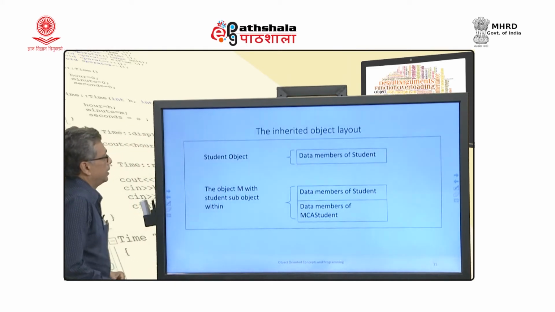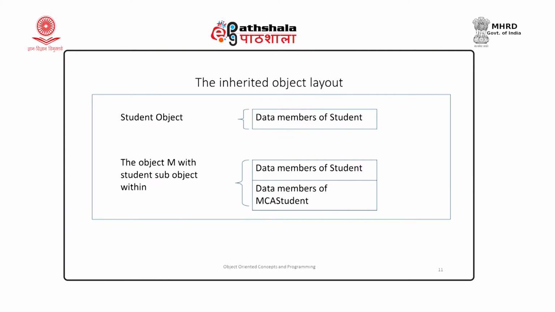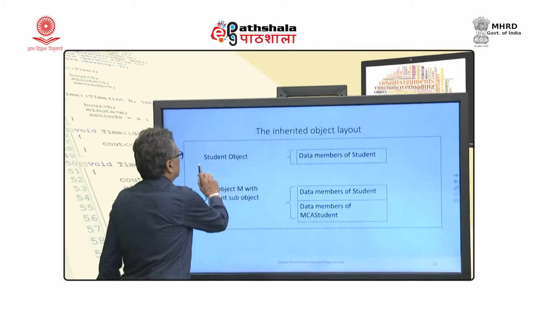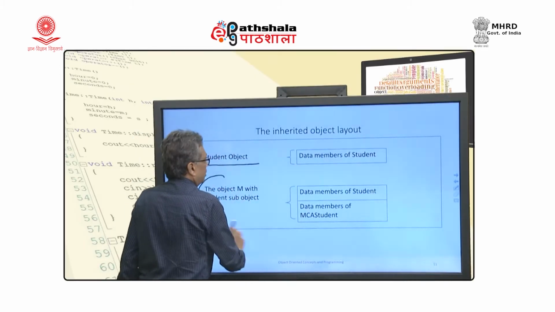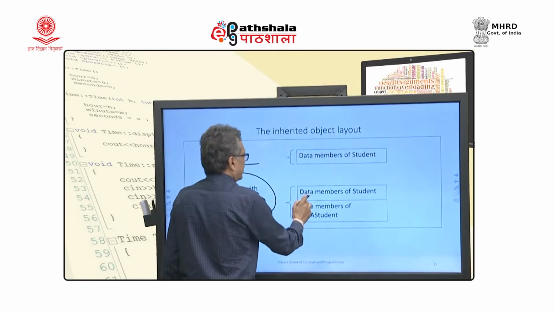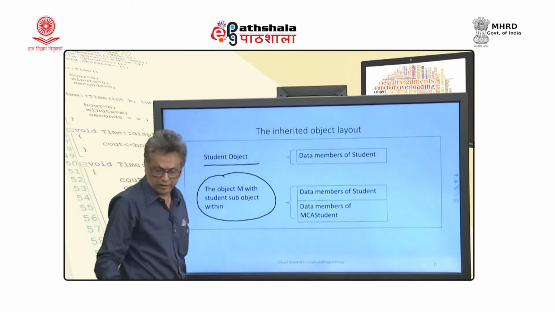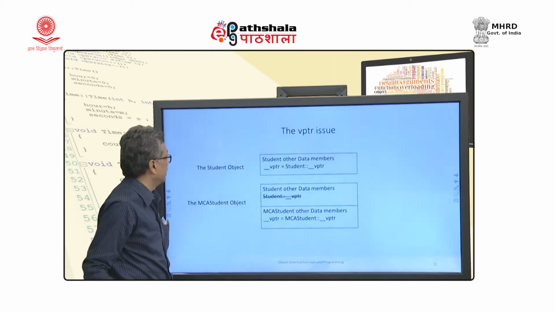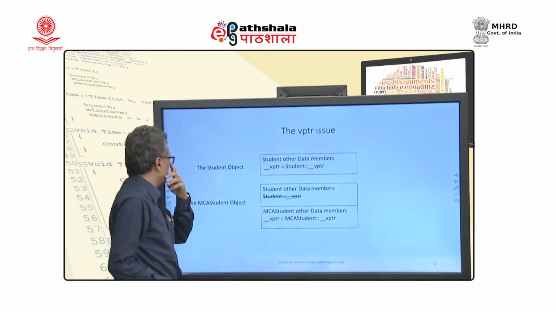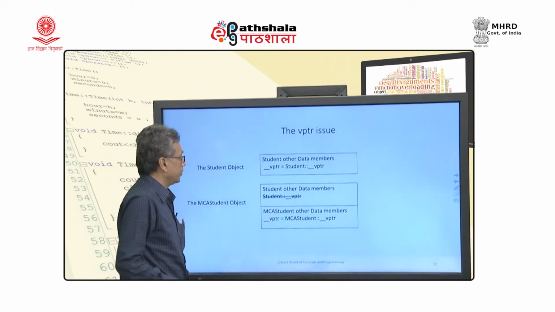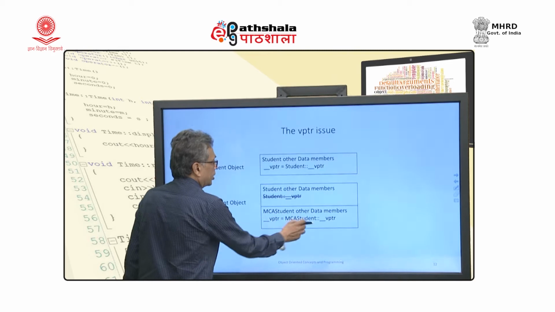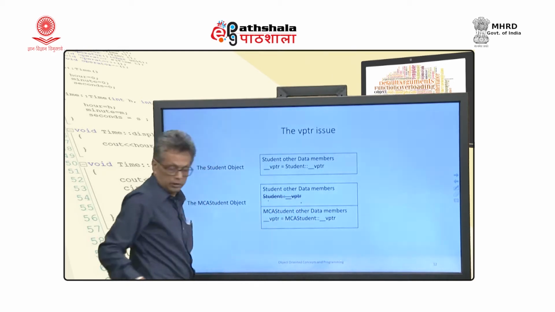Now, the third case, another case, the inherited object layout case. The normal Student object looks like this, and this is a data member of this thing. We have already looked at this, I do not want to talk more about this again. So the MCAStudent object contains two VPTRs, and you shouldn't be copying this VPTR, but this one.